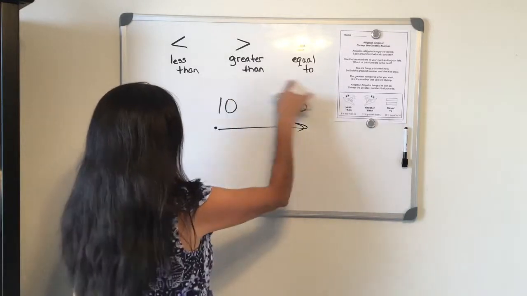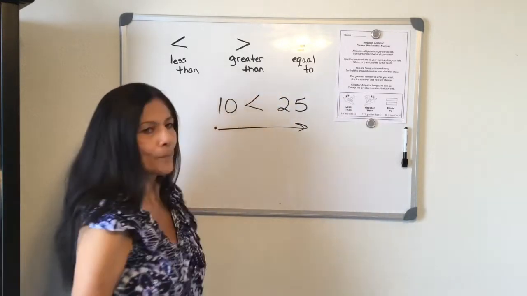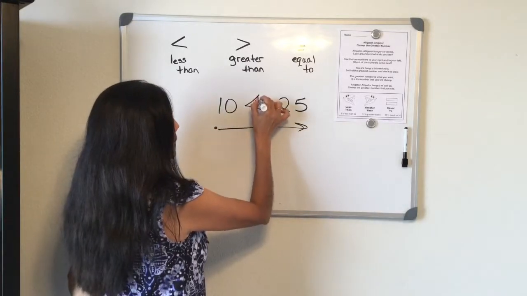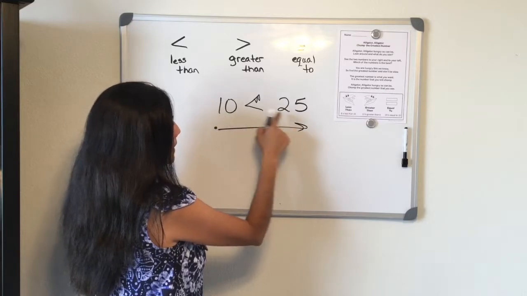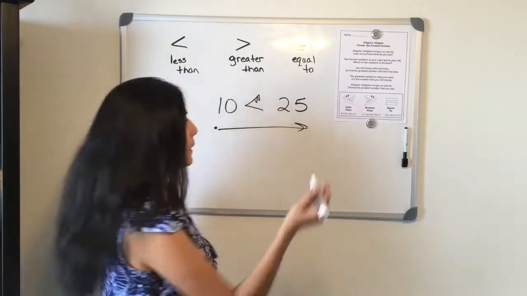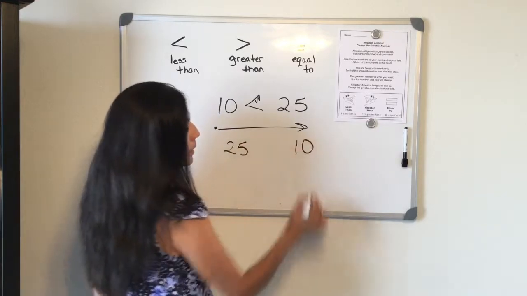So if I'm going to now put my symbol in here, I'm going to use the less than symbol. Again, my alligator teeth are turned towards the larger number, but I read it this way. 10 is less than 25. Now, what happens if I just flip those two numbers around? What if I put the 25 over here and the 10 over here?